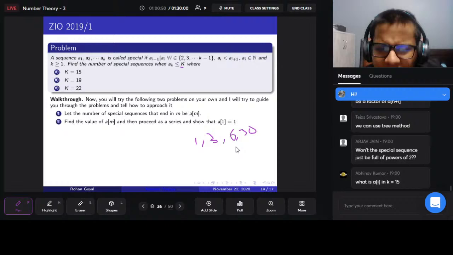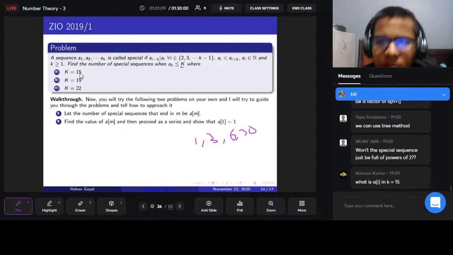What is a_i for k equal to 15? That's irrelevant, right? For calculating a_i, the value of k is not relevant, because I'm just saying how many special sequences end in a_m. So if m is less than 15, we are good to go, right? We'll have to sum up all the sequences which end in numbers less than or equal to m.